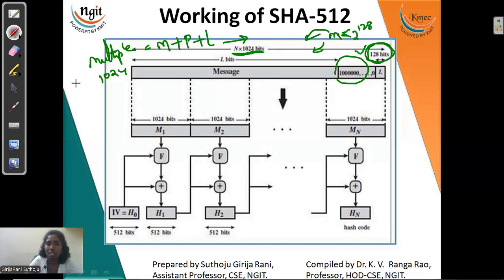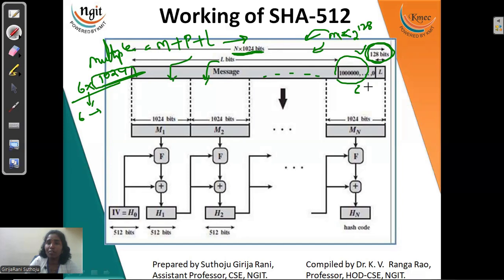So let us suppose I have 6 into 1024. How many blocks of data will I get? 6 blocks. I will divide by 1024 so that I get block 1, block 2, and so on, up to block 6. Got it?